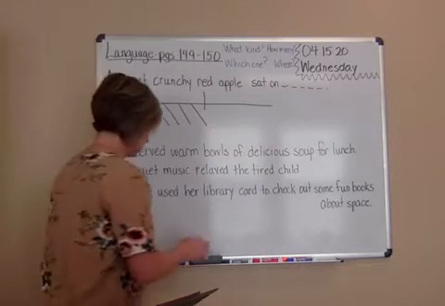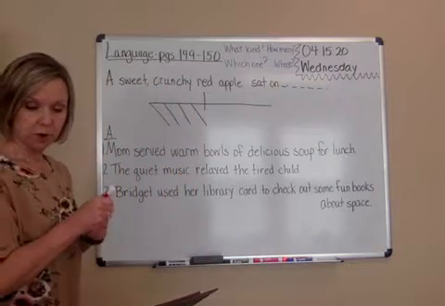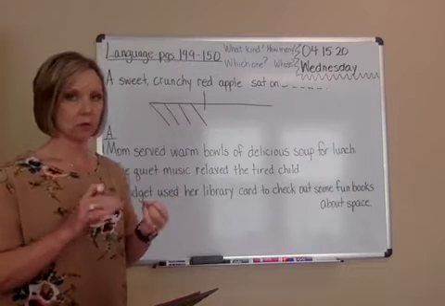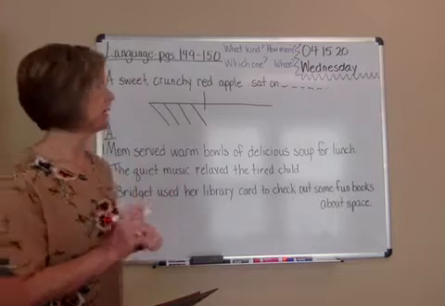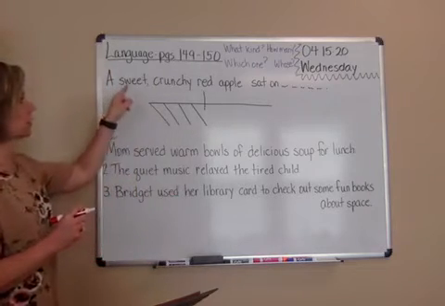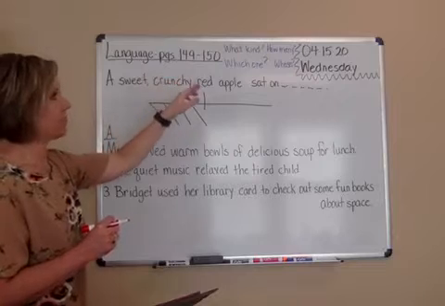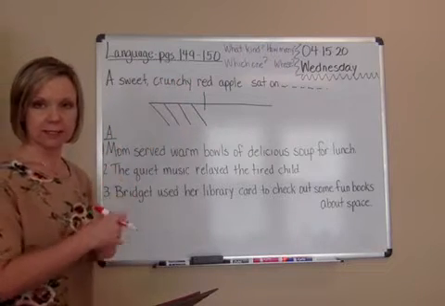Let me change colors here quickly. All right, so we needed to mark the sentence, diagram the subject, verb, and adjectives. Only the subject, only the verb, and the adjectives. That's all we needed, okay? So let's look at: a sweet, crunchy red apple sat on the kitchen counter for my snack.